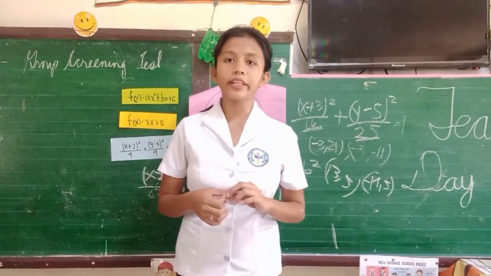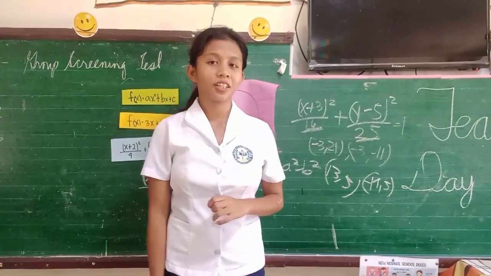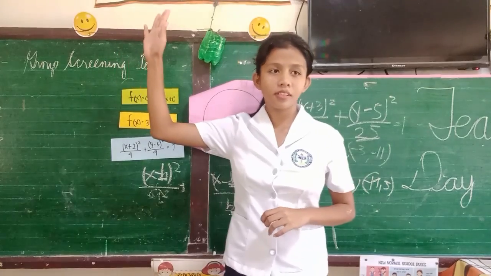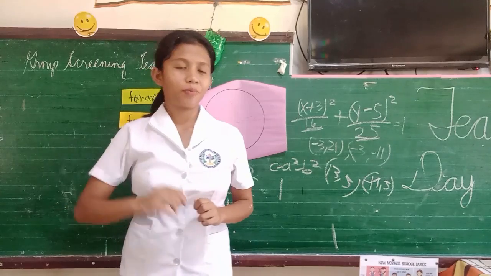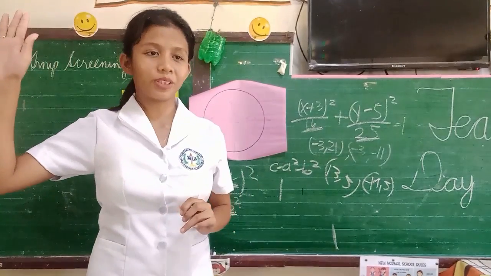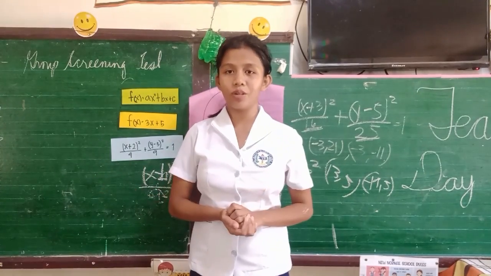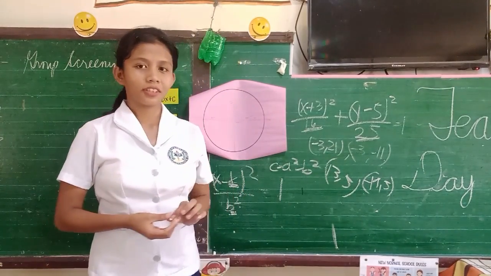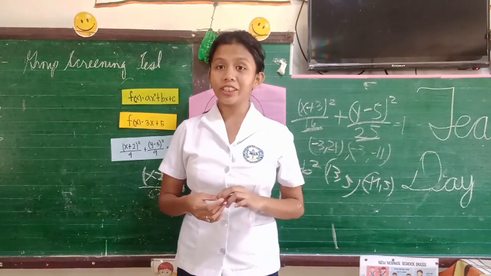Okay, who got 10? Very good. Who got 7? 7 up. Okay, 5 up. 5 below. Okay, very good. No one got 5 and below. Okay, we really understand ellipse.